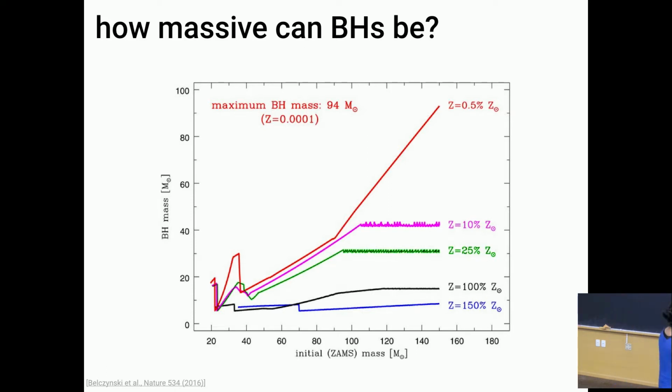The interesting thing is, if you look at this black line over here, that's the second line from the bottom. That's 100%. So that's exactly at the metallicity of the sun. So that's what I think the metallicity of our surrounding region is, because the sun shouldn't be anything special. So if you have a star that's born like the sun, as you get heavier and heavier, the initial star gets heavier and heavier. Sure, you can get heavier and heavier black hole masses, but it's really hard to get masses higher than 20 solar masses.